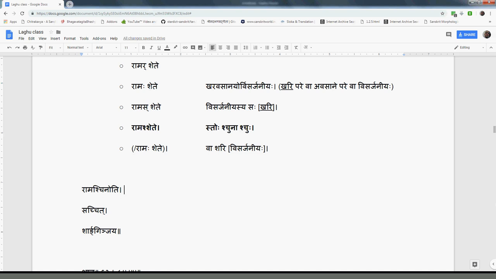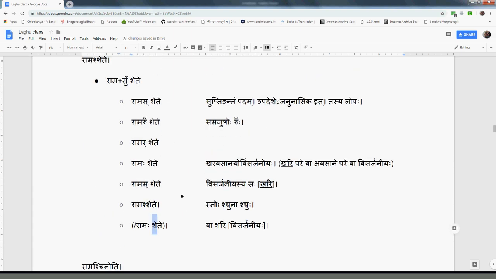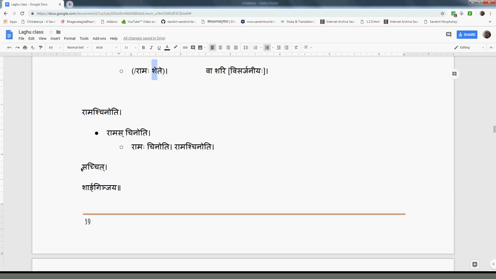Next example is Ramaschinoti. Similarly here, the same above process will apply and you will get either Ramaha Chinoti or Ramaschinoti. So what has changed the form now? This Sakara, Ramas, you start with Ramas Chinoti. What is the yoga here now? The yoga is between this Sakara and Chinoti. This Chinoti is Chu. Therefore, the Sandhi is between Sakara and Chavarga letter. Earlier it was Sakara and Shakara, here it is Sakara and Chu.